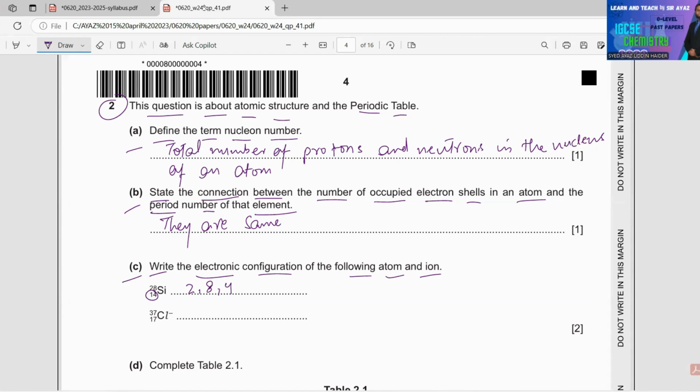What about Cl minus? You see there is a charge on Cl minus, which indicates it must have 1 extra electron besides its normal number of electrons. So now let's look at the proton number of this Cl minus. It's 17, which means it must have 17 electrons. So you'll add 17 plus 1. This will be the total number of electrons in Cl minus. So I will write 2, 8, 8.